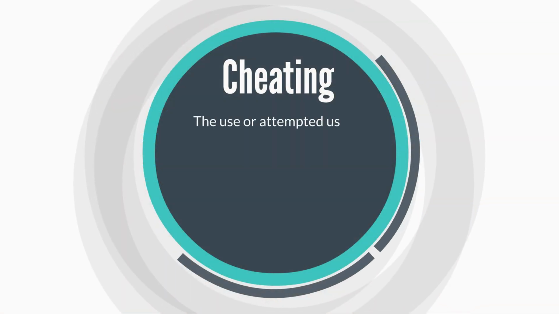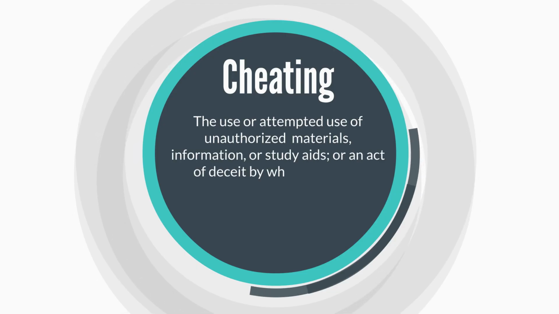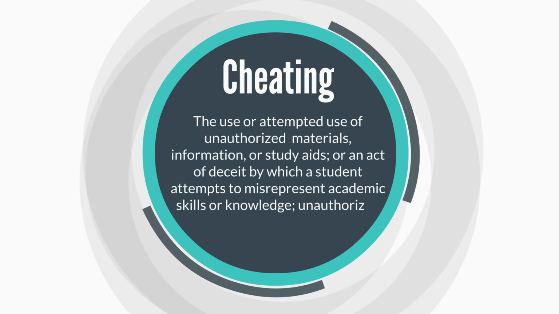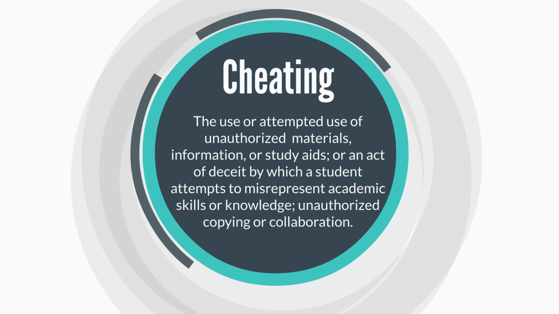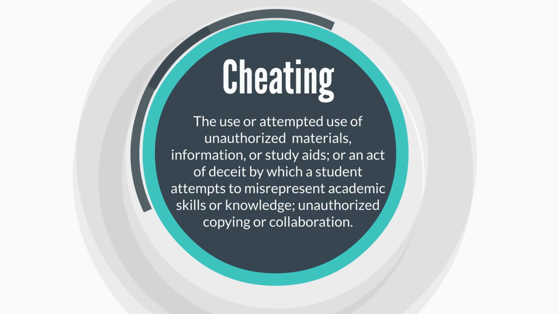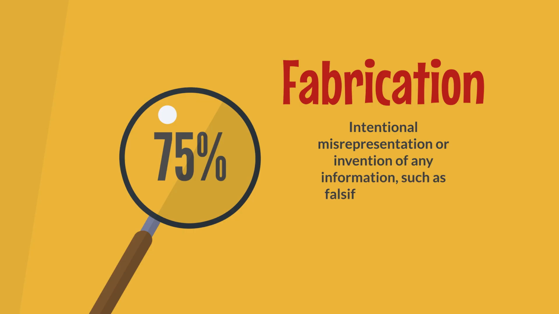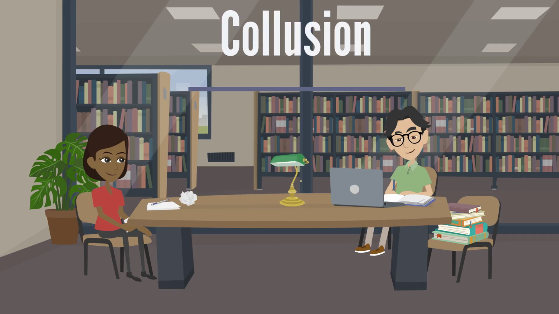Cheating is the use or attempted use of unauthorized materials, information, or study aids, or an act of deceit by which a student attempts to misrepresent academic skills or knowledge, unauthorized copying or collaboration. This too can include copying from artificial intelligence. Fabrication. Fabrication is intentional misrepresentation or invention of any information, such as falsifying research, inventing or exaggerating data, or listing incorrect or fictitious references.